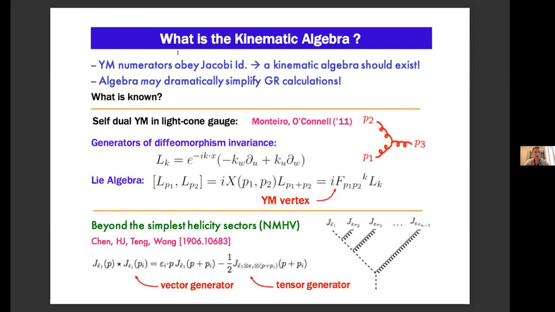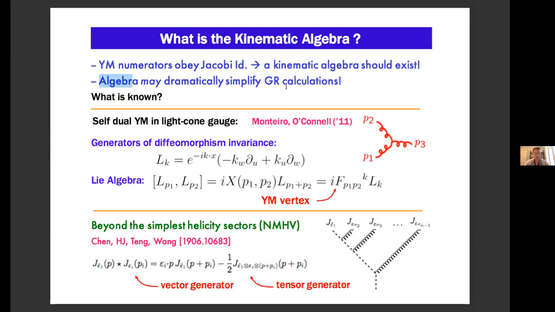Well, I think it's fair to say that if we observe that this kinematic identity holds for all multiplicity at tree level, there surely should be some mathematical structure, at least at tree level, that explains it. And if you have this algebra, whatever it is, it should dramatically simplify calculations, for example, in GR, which I said is very complicated. So what is known?